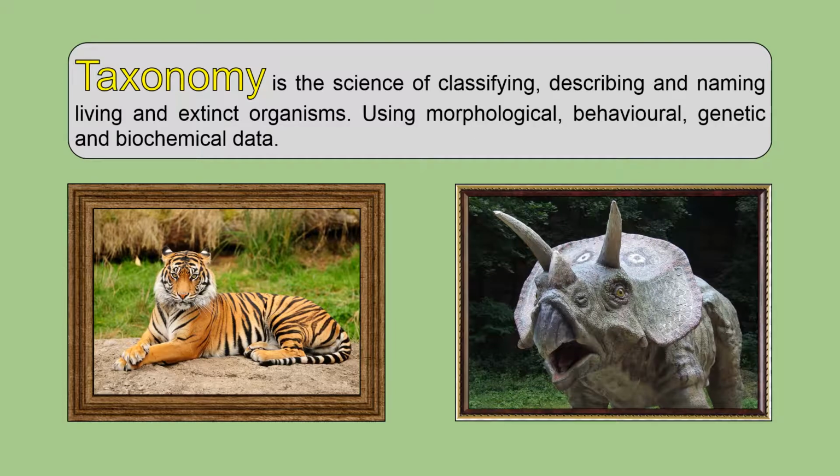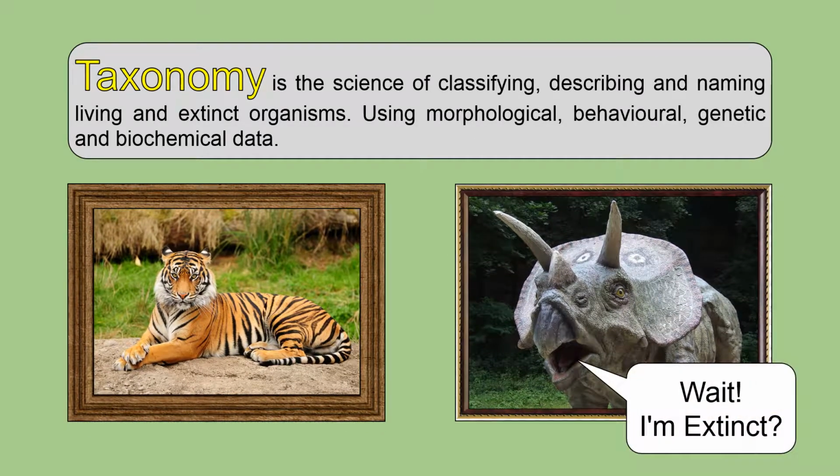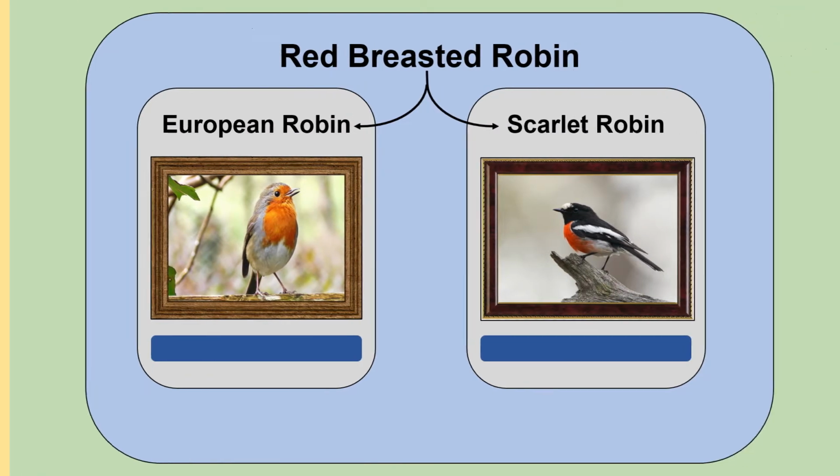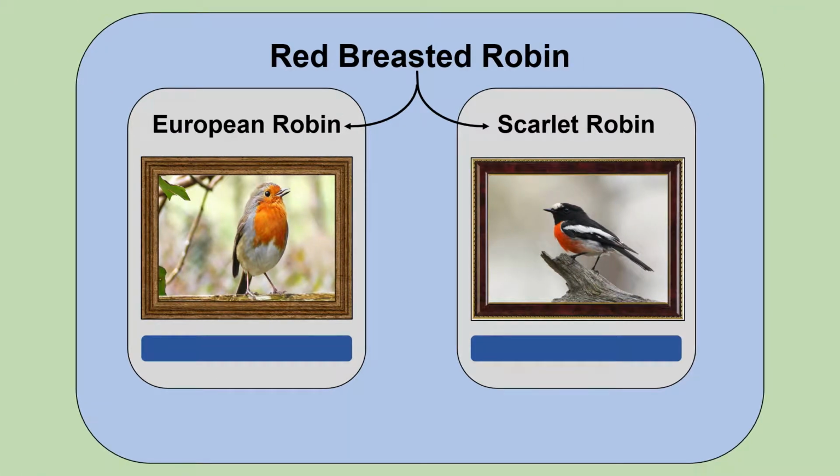Within biology, taxonomy is the science of classifying living and extinct organisms based on shared characteristics, such as their morphology and genetics. While animals and plants have been described and classified since antiquity, it wasn't until 1735 when the botanist Carl Linnaeus revolutionized taxonomy by creating a standardized binomial naming system, now known as binomial nomenclature. This system was creatively called Linnaean taxonomy.